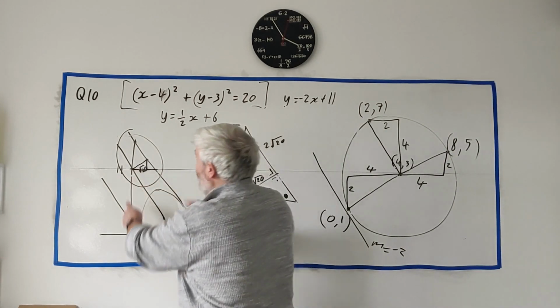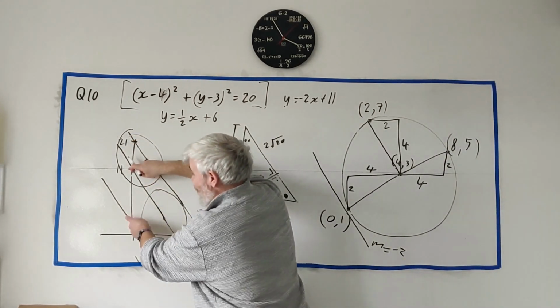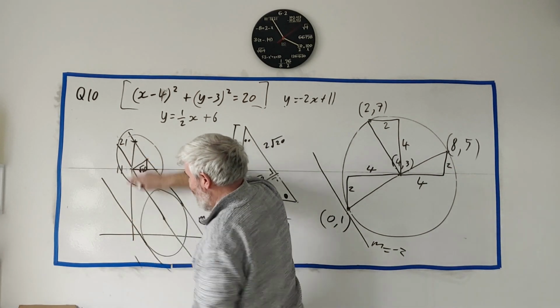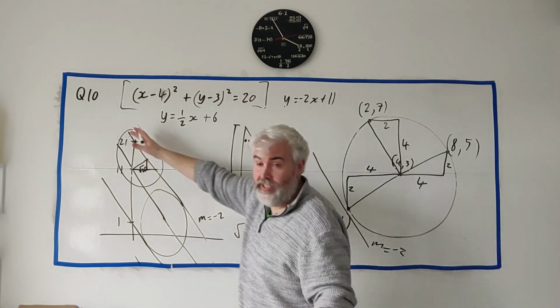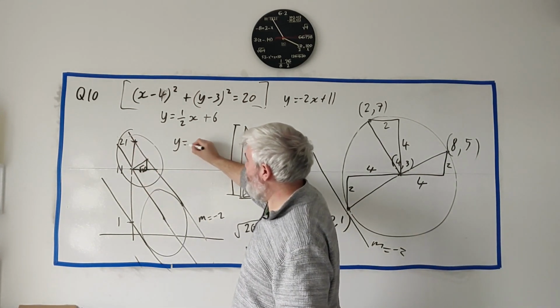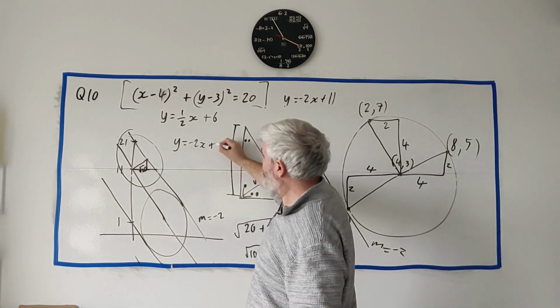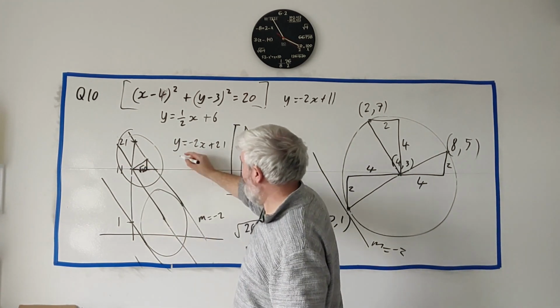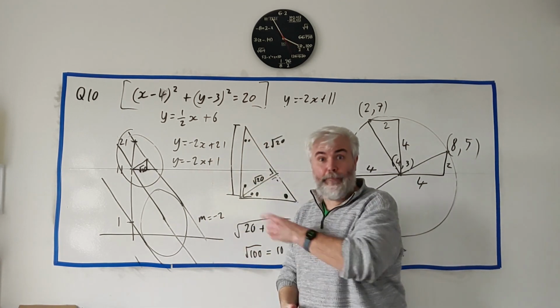If that's 11, this guy up here is 21. The same applies down here. If that's 11, this guy down here is 1. So the equation of this line is y is equal to -2x plus 21. The equation of this line is y is equal to -2x plus 1, which is the same answer we got the other ways.